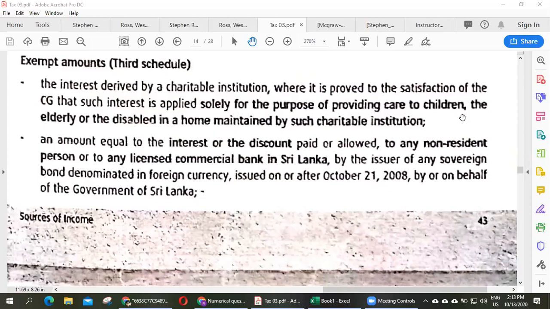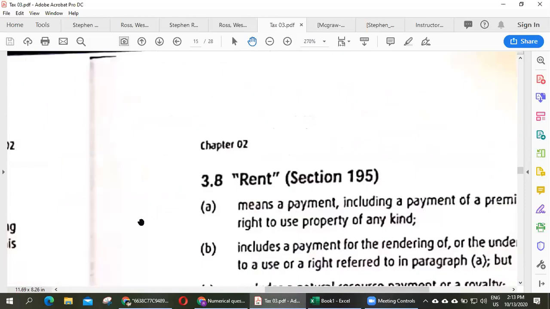And the second one, any person from outside Sri Lanka, right, they send money. Government issued bonds, right? If the government needs money, they issue bonds. For the bond, they pay interest. So if a non-resident person purchases that bond, the interest on that bond is not taxable, right? They are giving some kind of relief.